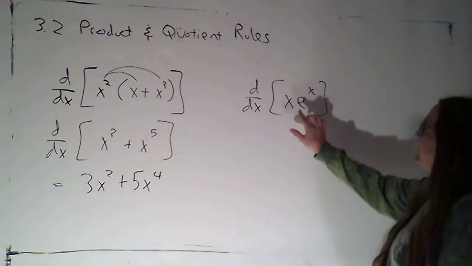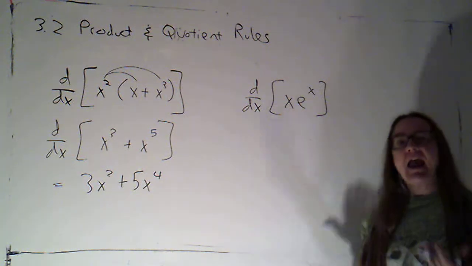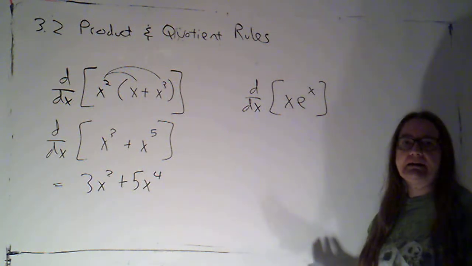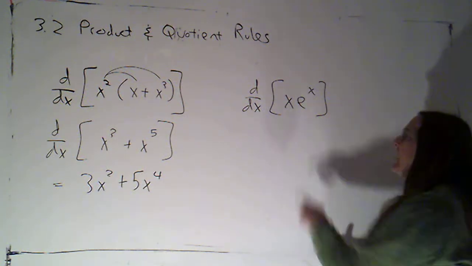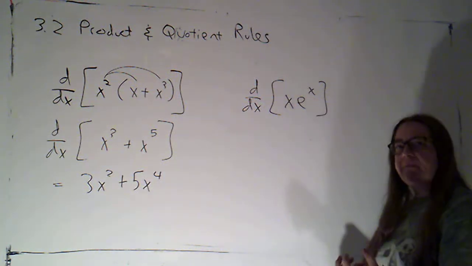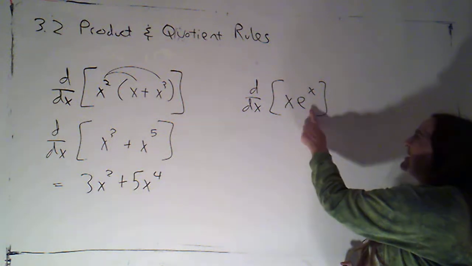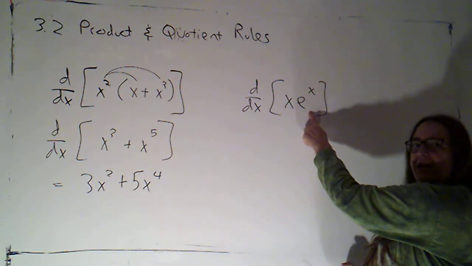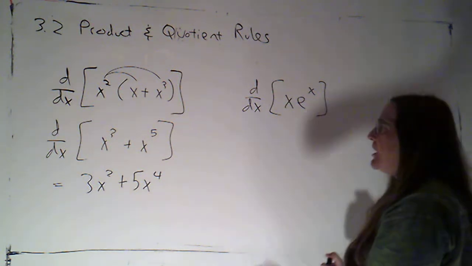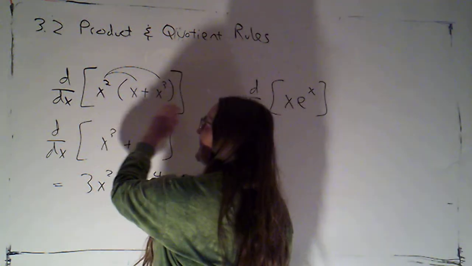Now with this problem, this is a multiplication problem, but I don't have any way of simplifying it. And that's because here, the two factors are different types of functions. The first factor is a power function. The second factor is an exponential function. Here, both factors were the same type.